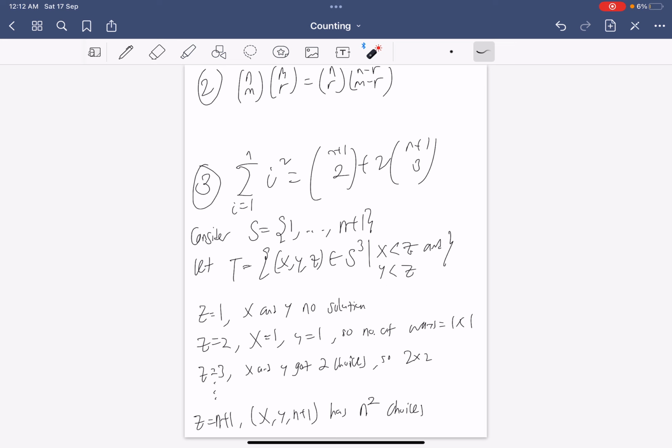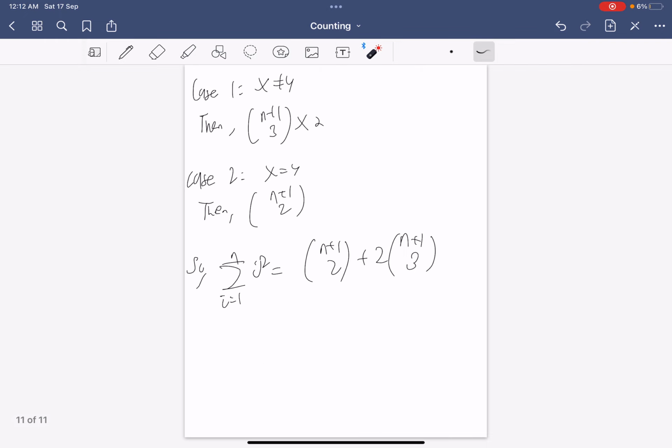And you can see this pattern repeating, and when you have n plus 1 for z, x and y can take both n and n, and so it's n squared choices. And hence, the total number of elements in T is just the summation of this, which is our left hand side. So now we need to consider another way of counting.